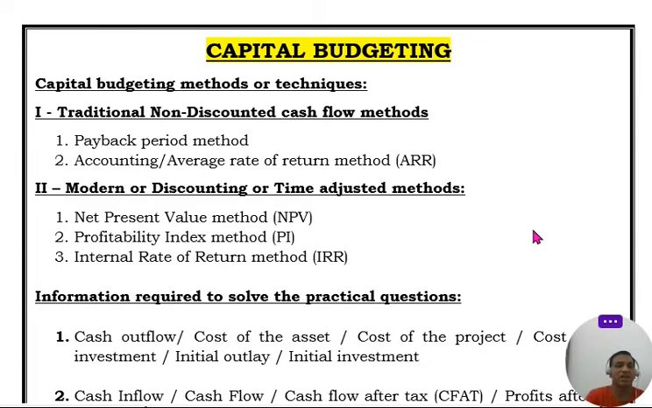Traditional, that is non-discounted cash flow methods. The second category is modern, that is discounted or time adjusted methods. So the capital budgeting methods are classified into two categories. Category one is traditional methods, which is also known as non-discounted cash flow methods. Category two is modern methods, which is also known as discounted cash flow methods or time adjusted methods.